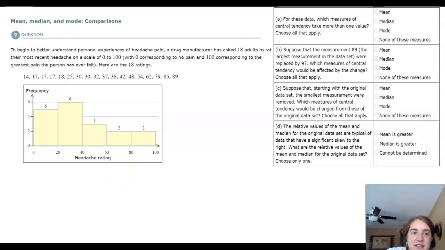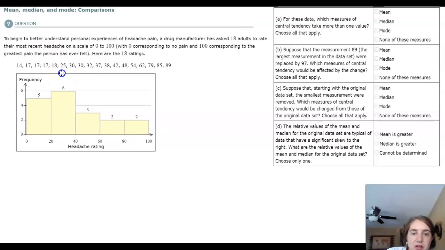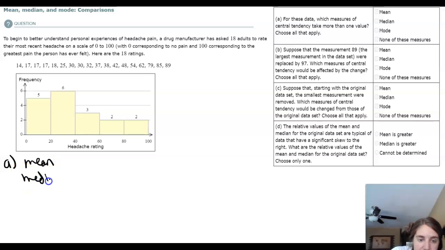So this data set is asking us to find and compare the mean, median, and mode of adults that rated their headache pain. It asks for this data set, what measure of central tendency takes on more than one value. Click all that apply. So let's just, as it is, find the mean, median, and mode.